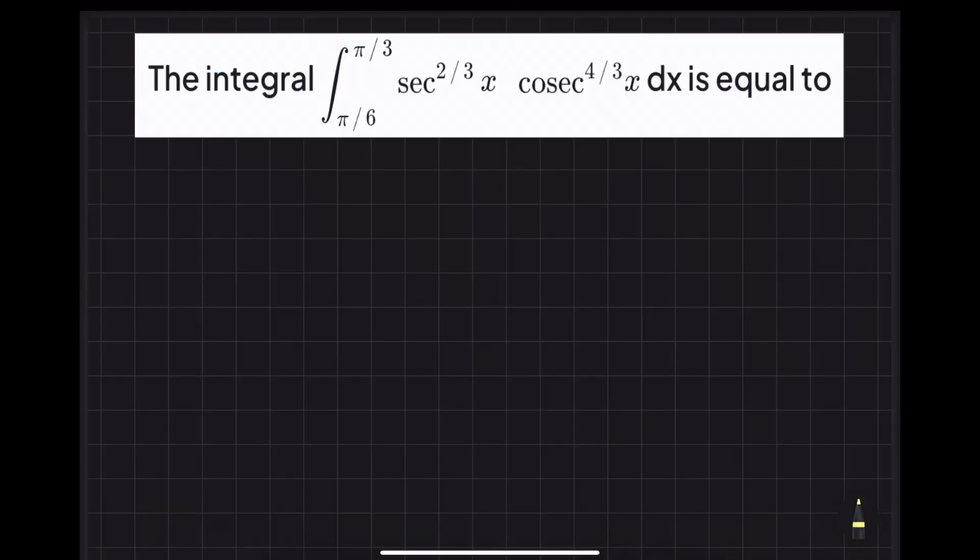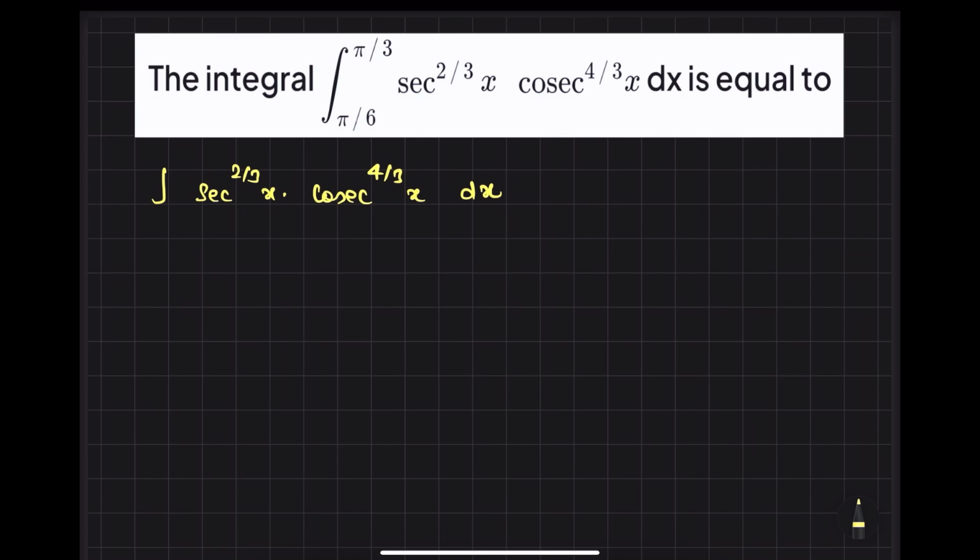Okay, so we got this question to integrate. We have to integrate sec^(2/3) x into cosec^(4/3) x dx. Now, you know that you have to integrate a trigonometric function. In general, we used to rely on tan.